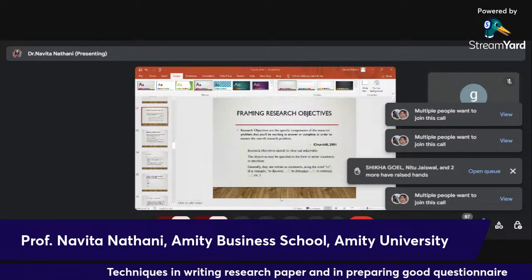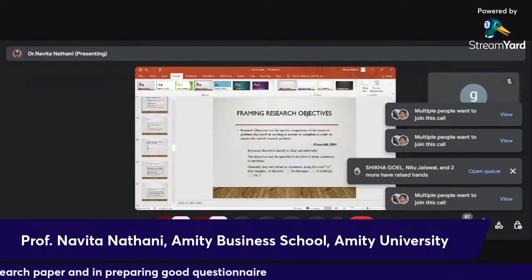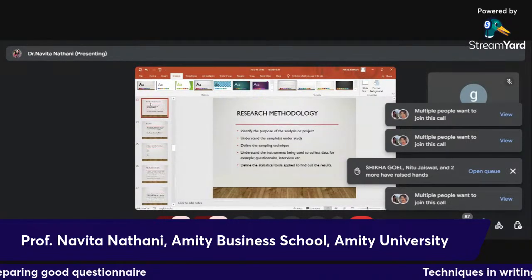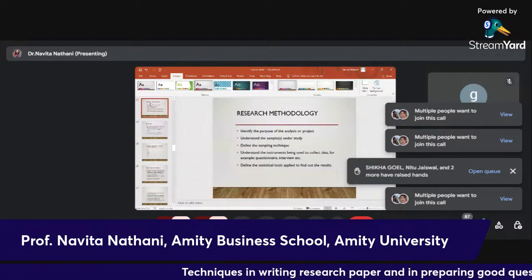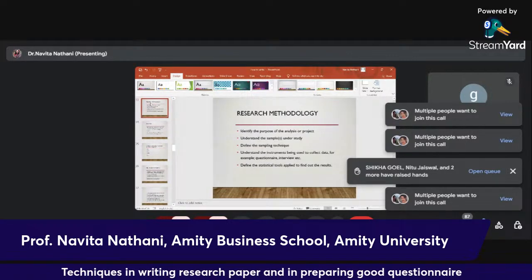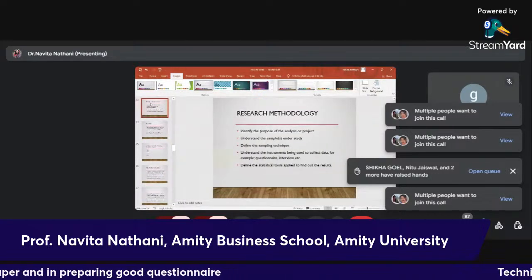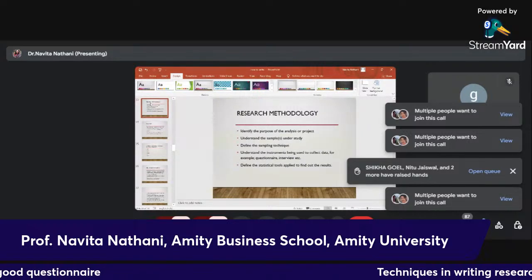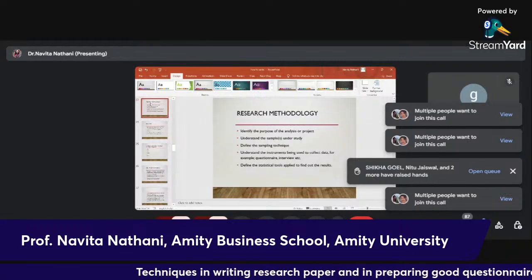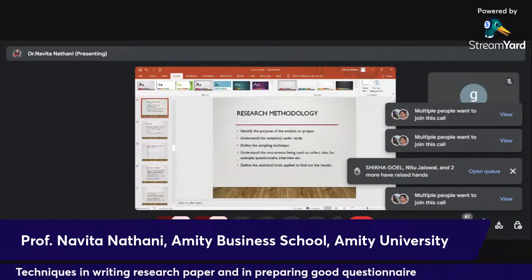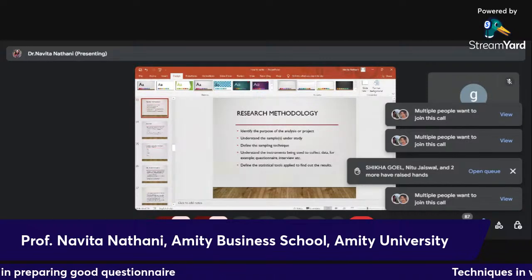Your research objective should always be SMART. Then moving further, I'm coming to the research methodology quickly. There may be three ways of doing the study. One is the exploratory study, you can go for a descriptive study, and the third one you can go for experimental. Experimental design is again divided into experimental and non-experimental, and in the case of experimental, with control variable and without control variable. So there are different types of methodology.